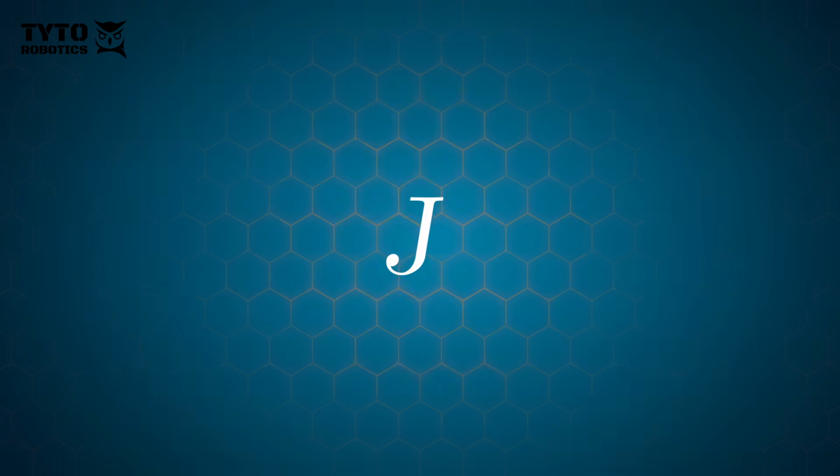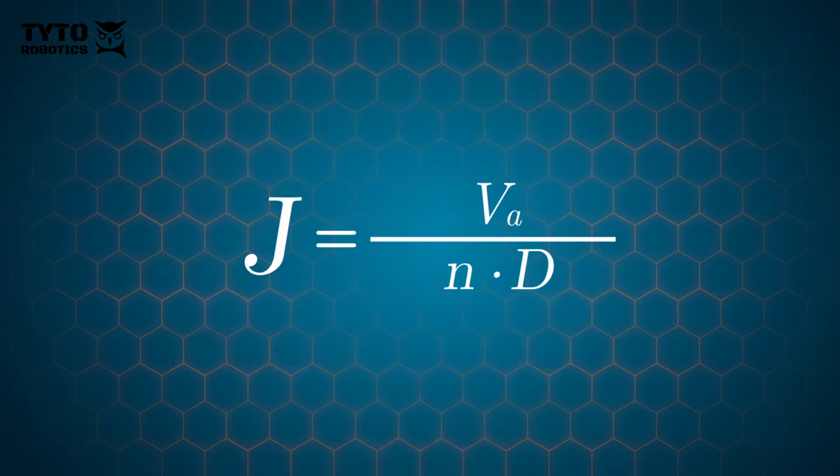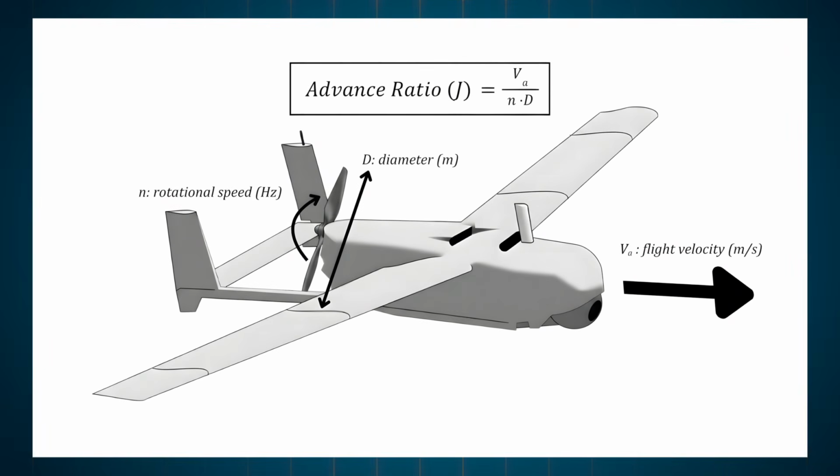To make sense of all of these, we need another variable to compare all of these values. Engineers typically use advance ratio. This is also a unitless value that tells us how fast the aircraft is moving forward relative to how fast the propellers are spinning. More specifically, advance ratio evaluates forward flight speed in proportion to the propeller's rotational tip speed.